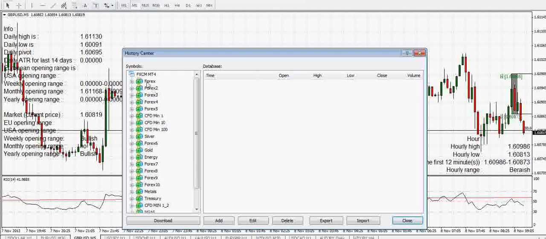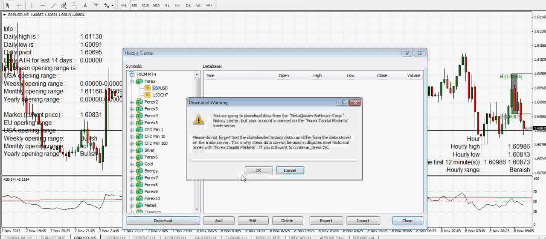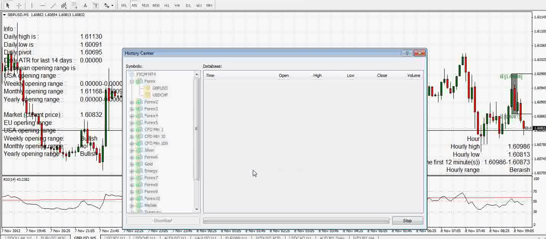I have a little problem with the chart. Just a moment to download the history prices, because I'm missing a few prices.